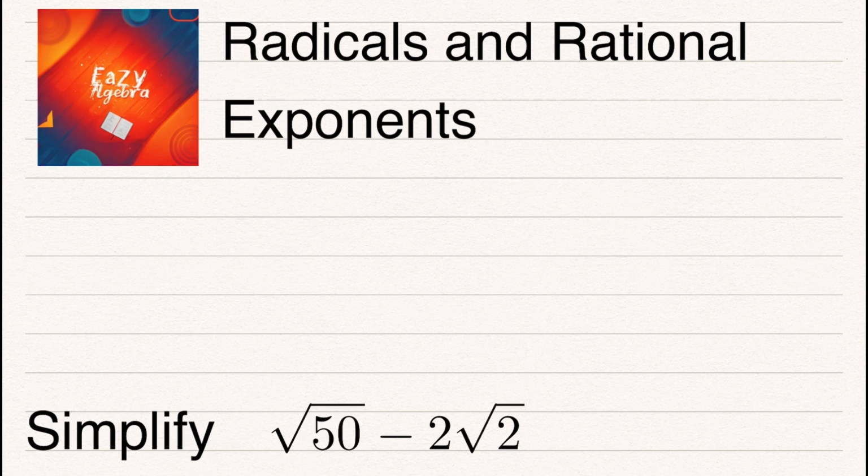Today we want to look at radicals and rational exponents. So a radical is something under a root. Normally we work with square roots, but there are other radicals. You can have an nth root.